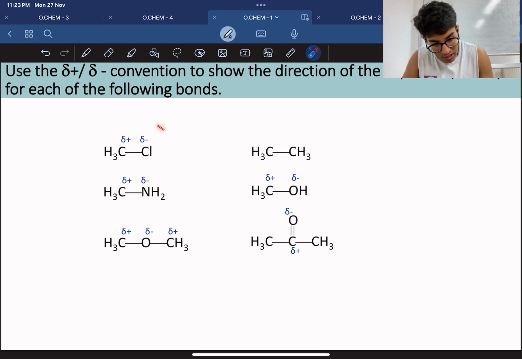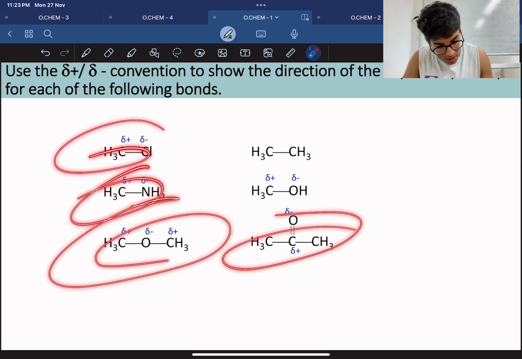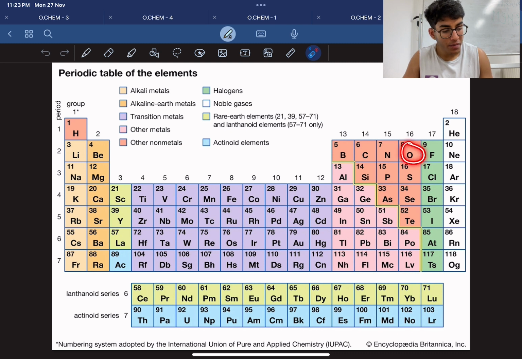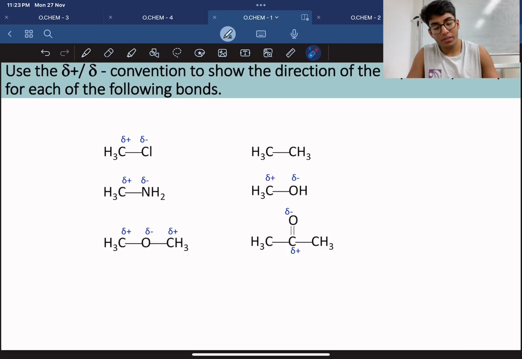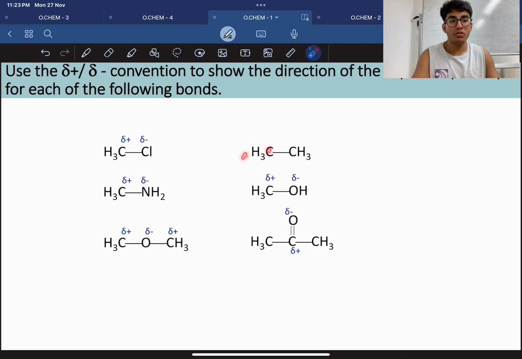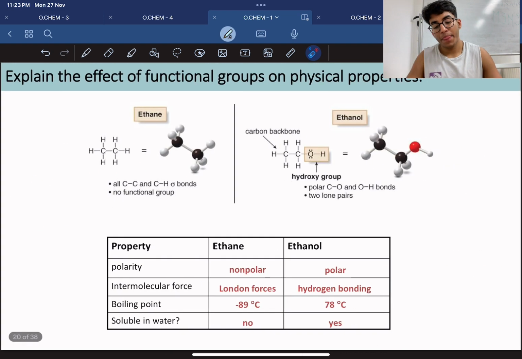Over here you can see clearly all of that. Oxygen as well, you can see it's pretty electronegative right there. Compared to carbon, it's still a little bit, but it's still electronegative. You have to consider it. Over here, it's purely carbon and hydrogen, so it's non-polar.